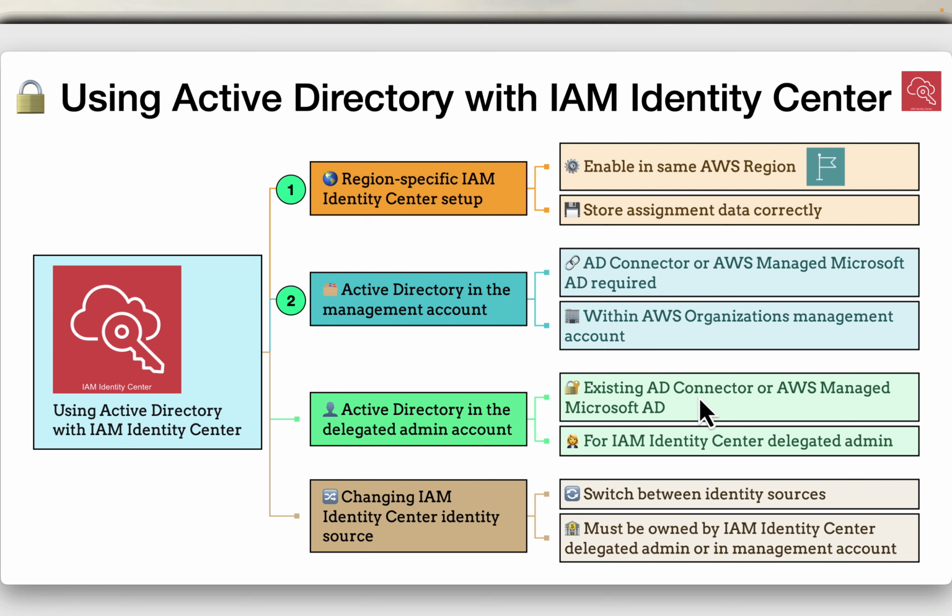Two, Active Directory in the management account. An existing AD connector or AWS managed Microsoft AD directory within your AWS organization's management account is required to connect with IAM Identity Center. Three, Active Directory in the delegated admin account. For IAM Identity Center delegated administrators using Active Directory as an identity source, an existing AD connector or AWS managed Microsoft AD in the delegated admin account is needed.